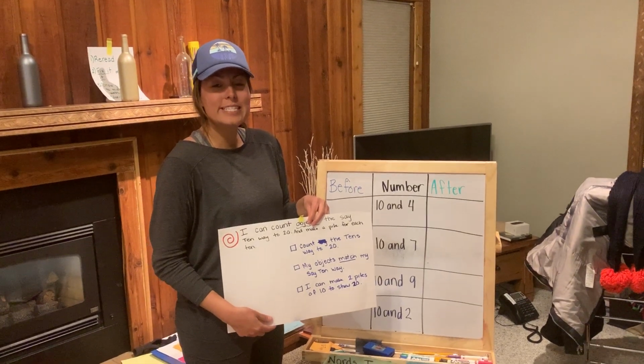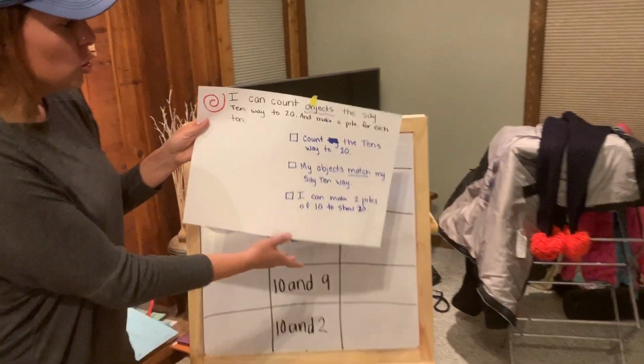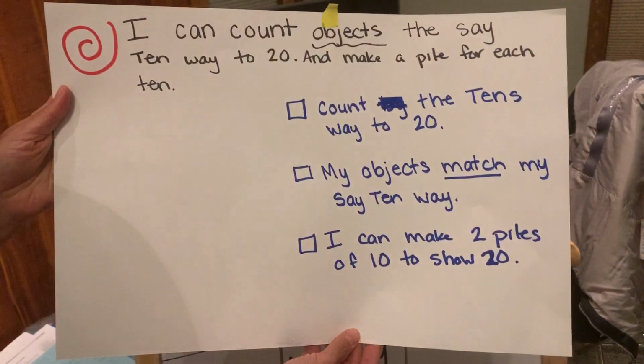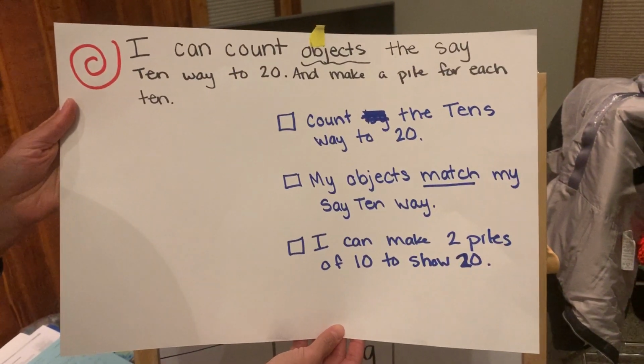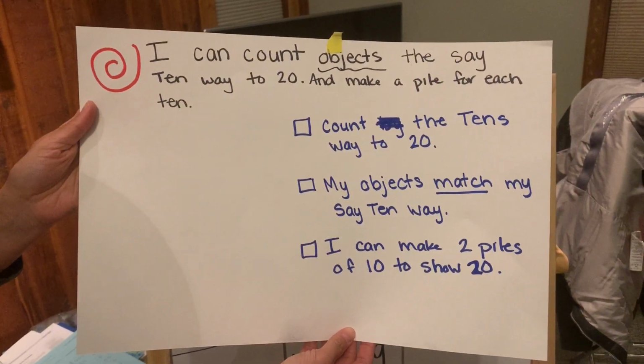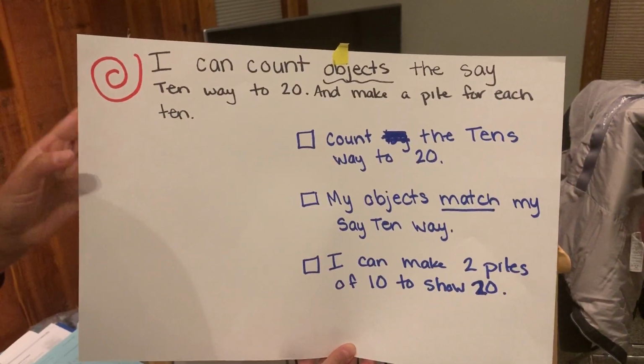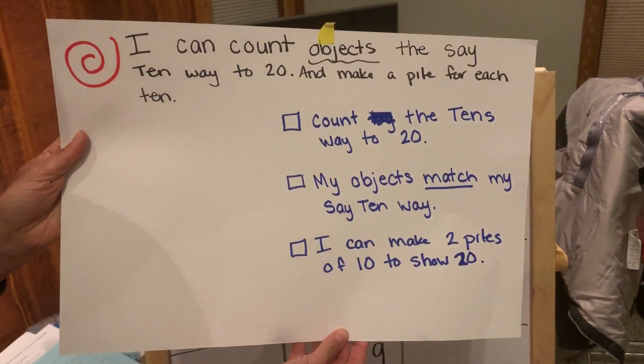All right, guys, we're on day 2 of our lesson 5. And if you remember, we have a new goal and objective this week, and it's that you can count objects the Say 10 way to 20, and you are going to make piles of 10 for each of those. So your 3 goals are that number 1, you can count the 10's way to 20.